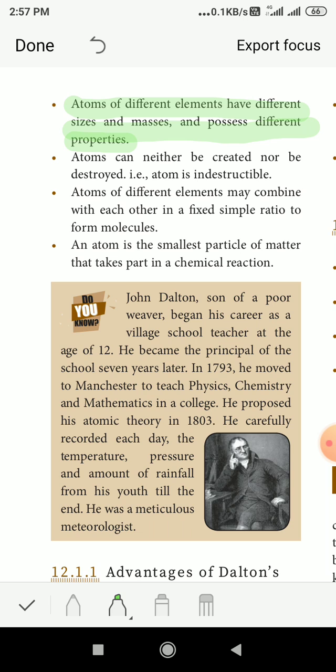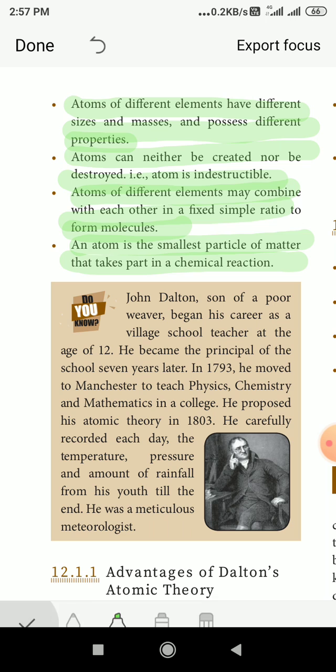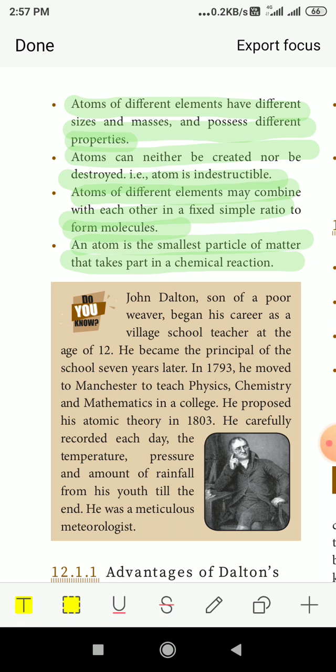Atoms of different elements may combine with each other in a fixed, simple ratio to form molecules. These are the postulates Dalton found about atoms. The last point he told us is that an atom is the smallest particle of matter that takes part in a chemical reaction. These are all the postulates Dalton told about atoms.